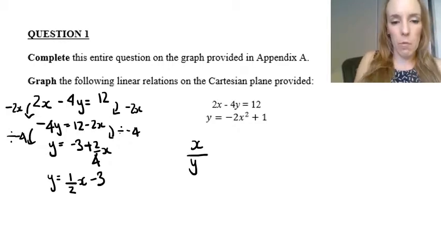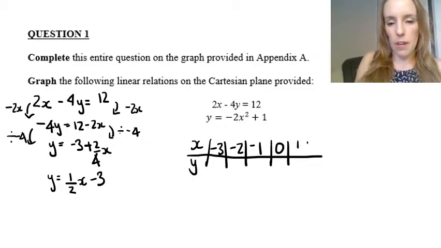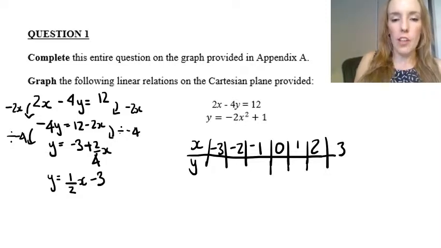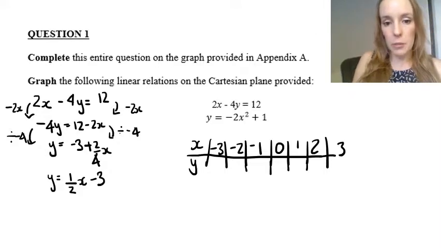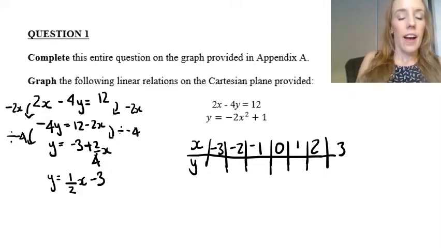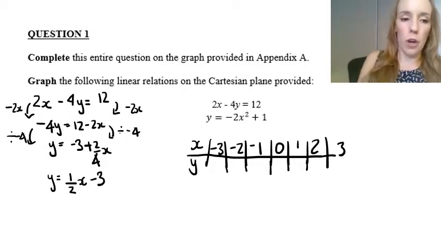So x and y, usual values, negative 3, negative 2, negative 1, 0, 1, 2, 3. That is a terrible table. Obviously in your book you would use a ruler and you could work down the page a bit. I just don't have that luxury. And I'll just substitute in my values. Again, work down the page. I'm just going to work where I've got room.